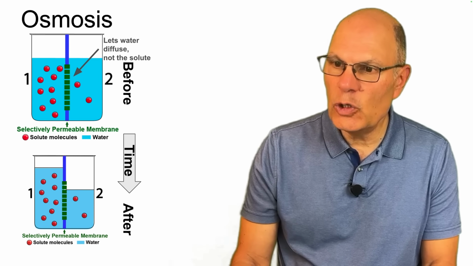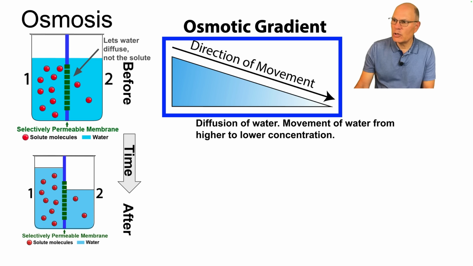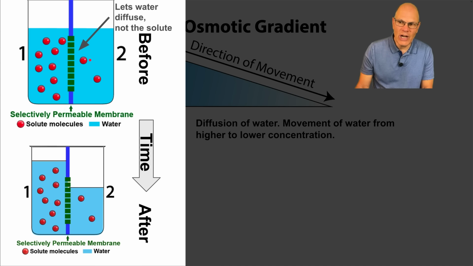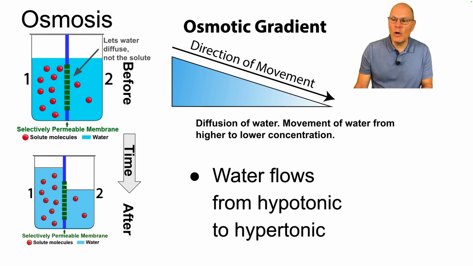Osmosis is the diffusion of water. Just like everything else, water will flow down a concentration gradient from higher to lower concentration. That's what you see happening over here. Water's in higher concentration here because there's less solute. It's in lower concentration here because there's more solute. Therefore, water will flow through this selectively permeable membrane that allows water to pass, but not the solute, from this side to this side. Another way to say that is that water will flow from hypotonic to hypertonic.